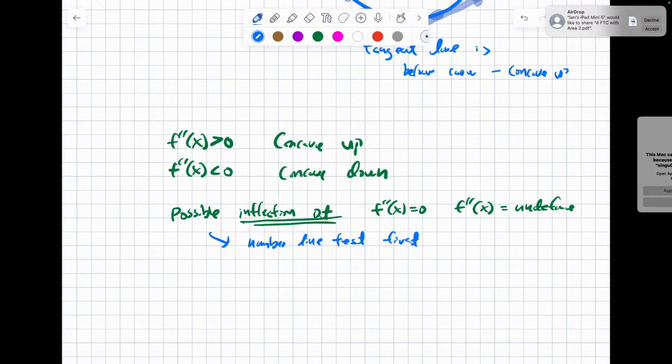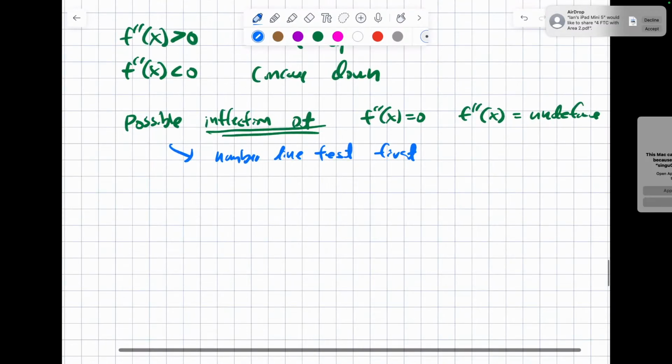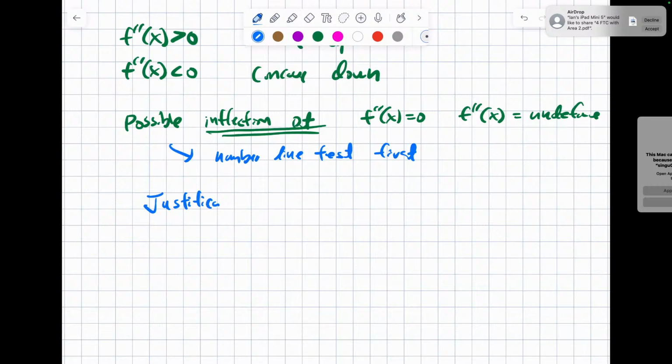If I do a number line test first, then you can see which region is positive, which region is negative, which region is concave up, and which region is concave down. Now, in order for you to justify this inflection point, I want to review a very, very general thing again.